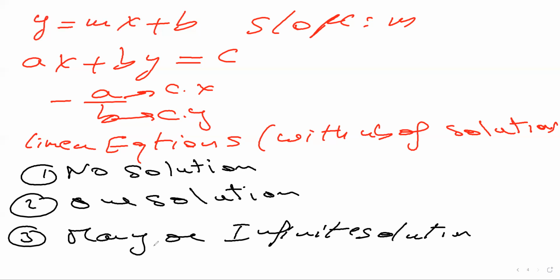When we have no solution, it means the 2 lines are parallel, never intersect, no intersection between them. What does parallel lines mean, guys? Same slope. And what else? Different y-intercept. Very good.